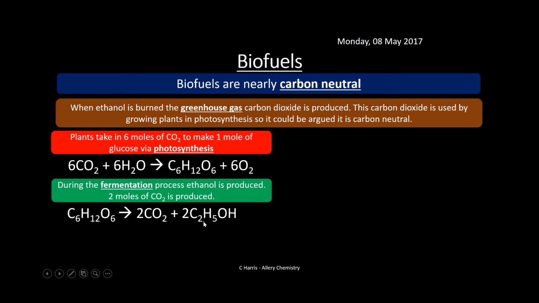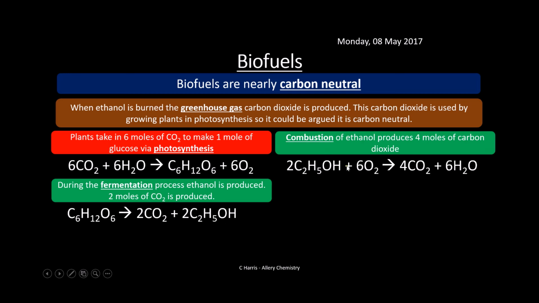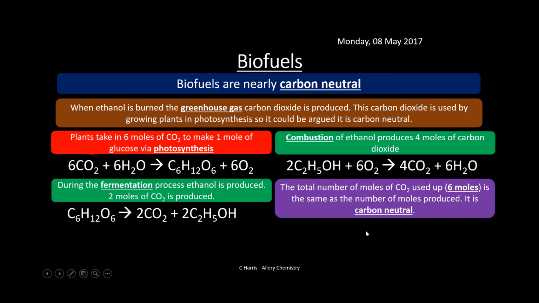So producing 2 moles of carbon dioxide, and there's our ethanol. When we burn the fuels, we take the ethanol and we burn it, we produce 4 moles of carbon dioxide. So you can see here that 4 moles of carbon dioxide have been produced. Now, if you look on there, the total number of moles of carbon dioxide used up is 6 moles. There it is there. And the same amount of moles is produced, 6. So 2 and 4 is 6. So you might think it's carbon neutral.